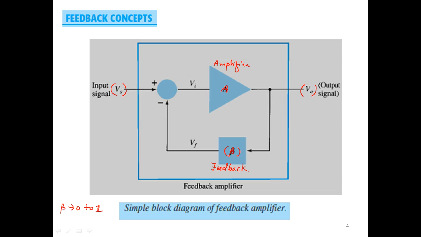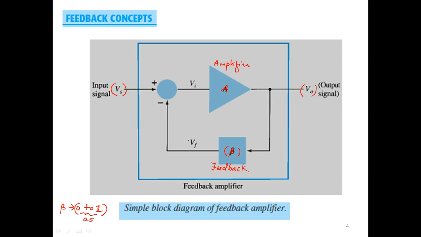What does it signify? If beta is 0, that means out of the output signal, nothing has been taken through the feedback network, which means the feedback is 0. If beta is 1, that means the entire output signal, its complete magnitude, has been taken through the feedback and then fed to the amplifier. If the value of beta is between 0 and 1, say for example 0.5, that means 50% of the output signal is being taken and fed back. So I hope the concept of this parameter beta is clear now.